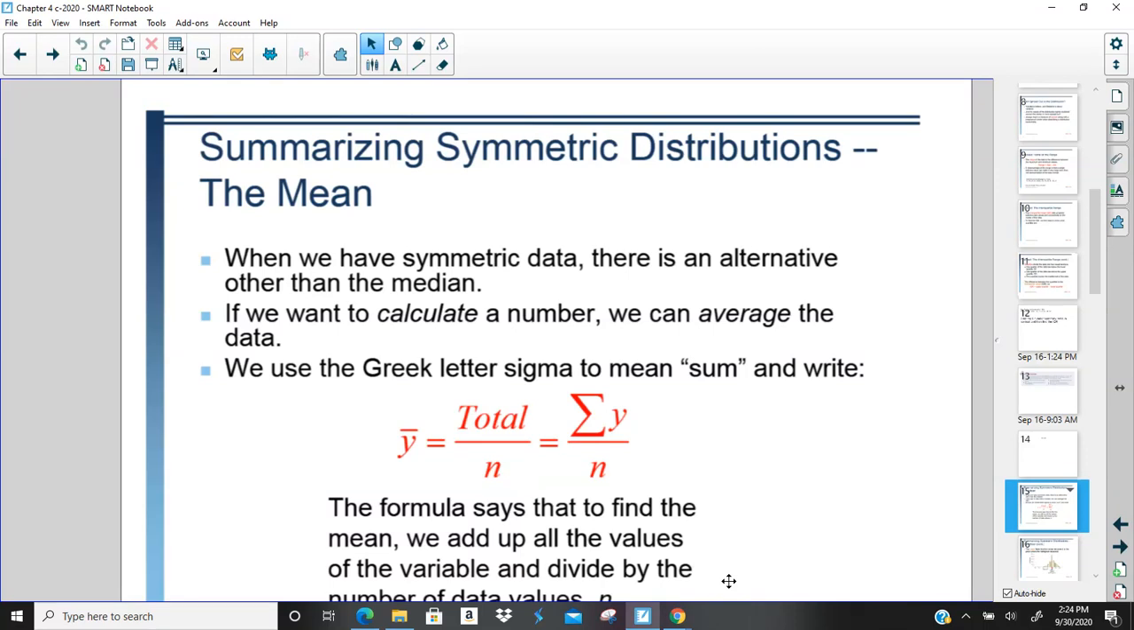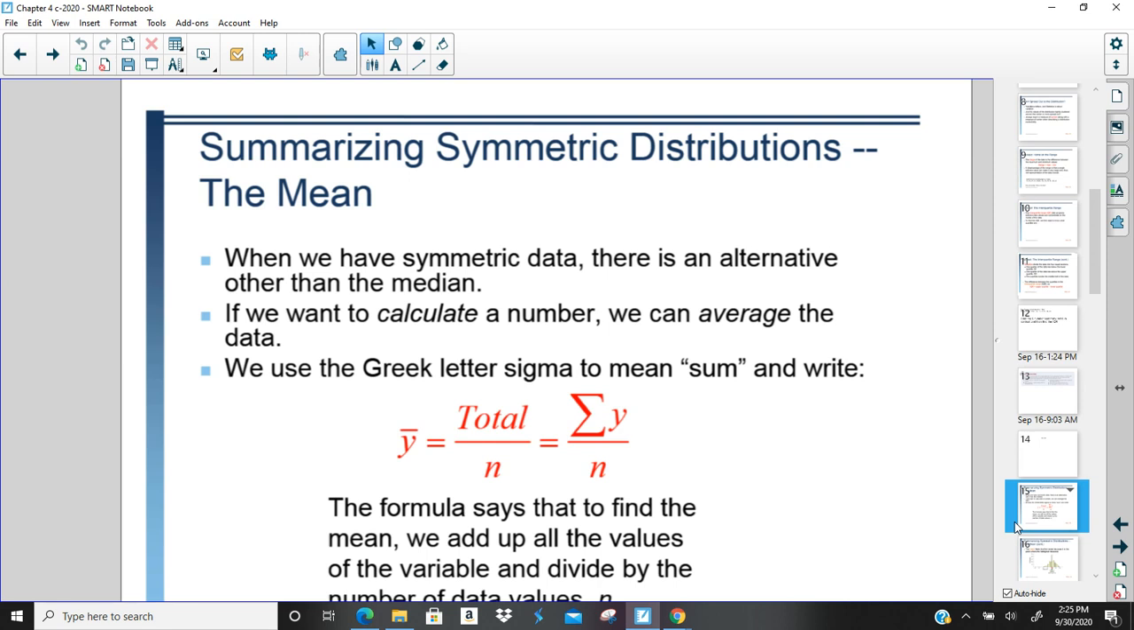Okay, so we're continuing with chapter 4. We are going to be looking at things beyond the median and interquartile range, which is what we did in class today. So let's take a look at mean and standard deviation as ways to look at the data as well. So mean, as you know, is the average.